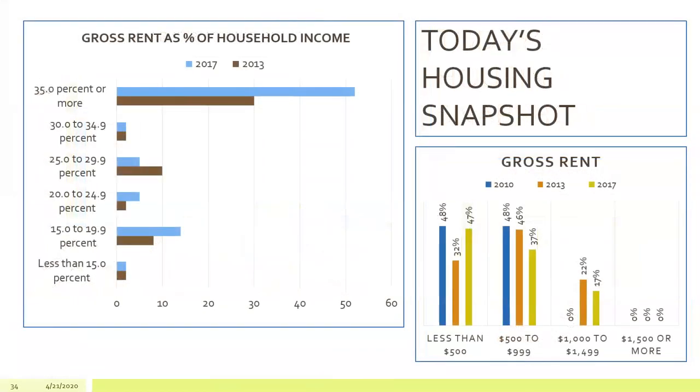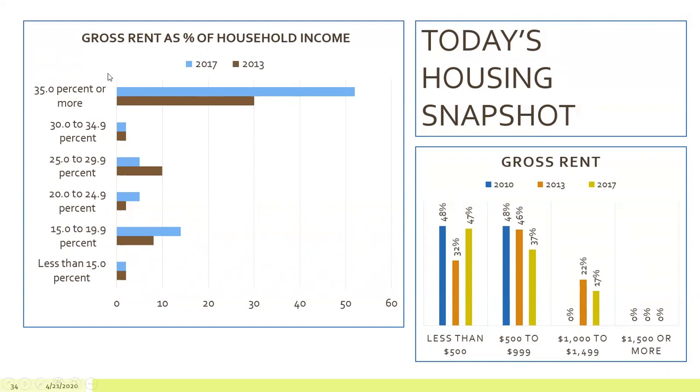So that's something that we will want to talk about further with housing needs going forward. Coming up next, the chart on the left is showing the gross rent as percentage of household income, known as GRAPI. The data is showing 2013 in brown and 2017 in blue here. There's a substantial increase in those paying more than 35% of income in housing costs.